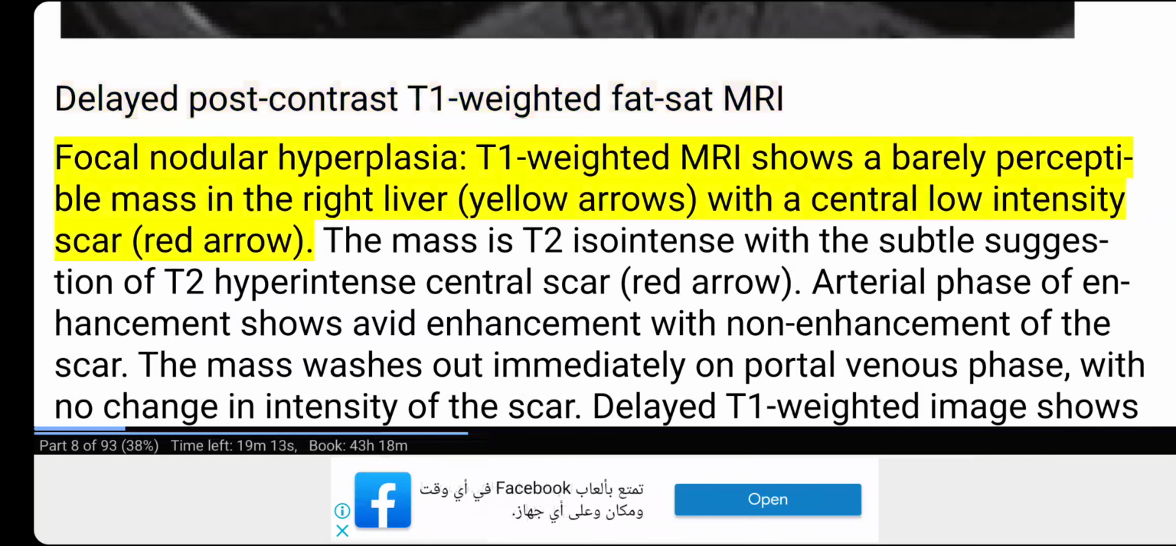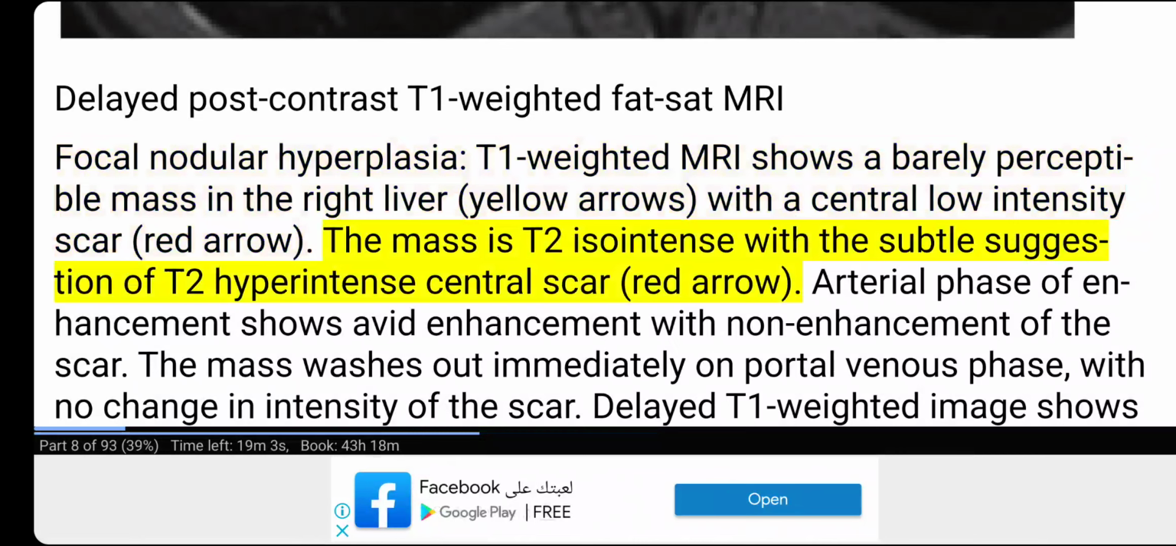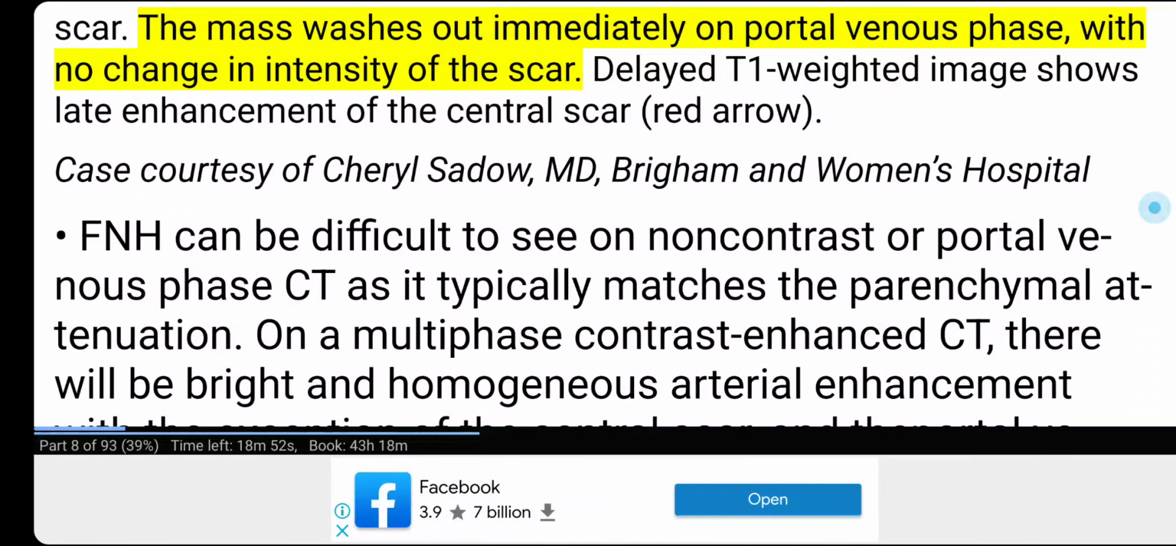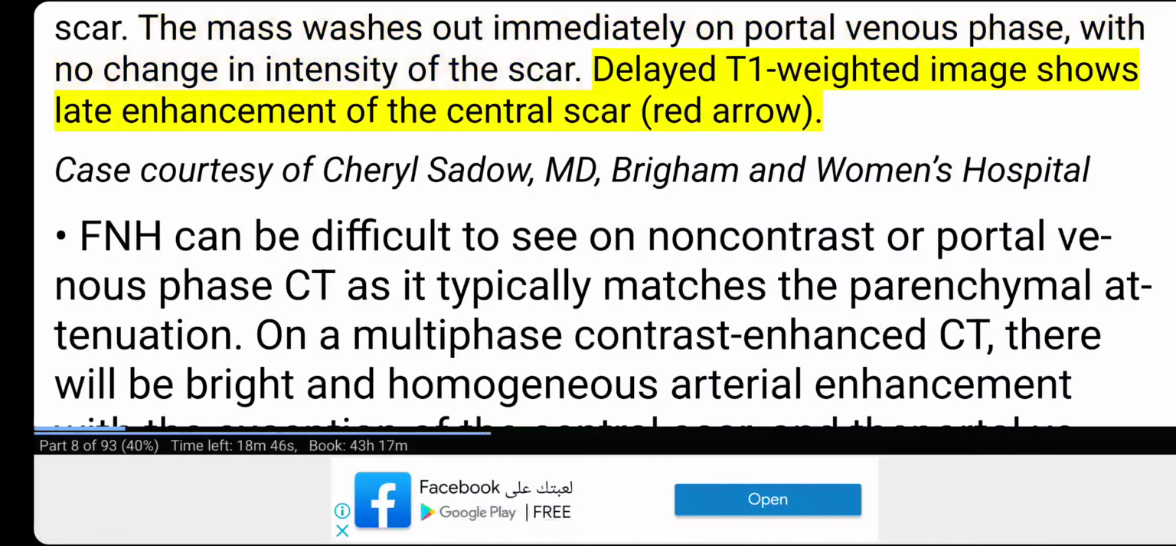Focal nodular hyperplasia. T1 weighted MRI shows a barely perceptible mass in the right liver, yellow arrows, with a central low-intensity scar, red arrow. The mass is T2 isointense with the subtle suggestion of a T2 hyperintense central scar, red arrow. Arterial phase of enhancement shows avid enhancement with non-enhancement of the scar. The mass washes out immediately on portal venous phase, with no change in intensity of the scar. Delayed T1 weighted image shows late enhancement of the central scar, red arrow.